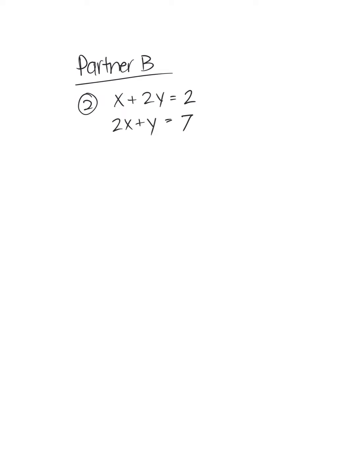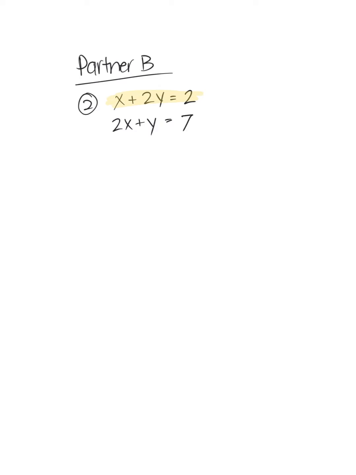So here we have another example of a system of equations where we do not have an isolated variable. I noticed that in the first equation, the x doesn't have a coefficient, and the same thing for the second equation, the y does not have a coefficient. So either one is going to be easy to work with. I'm going to choose to isolate the x in that first equation.